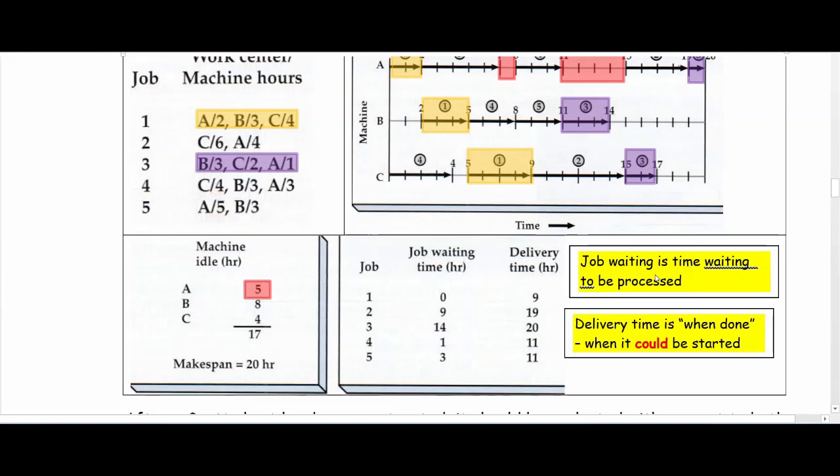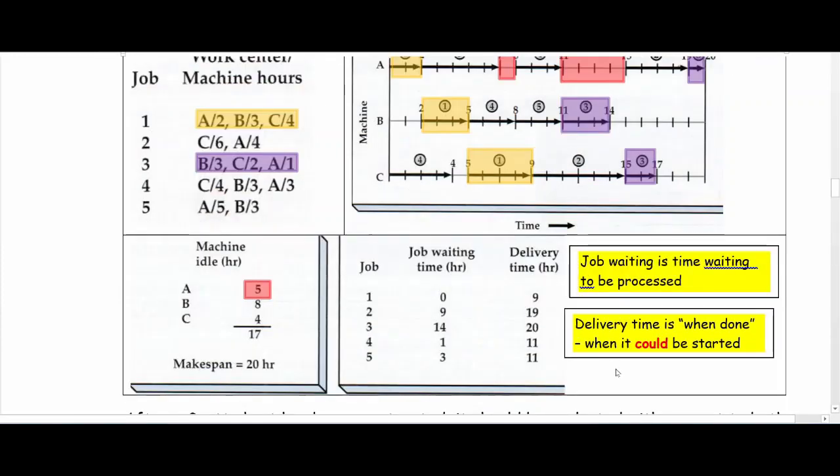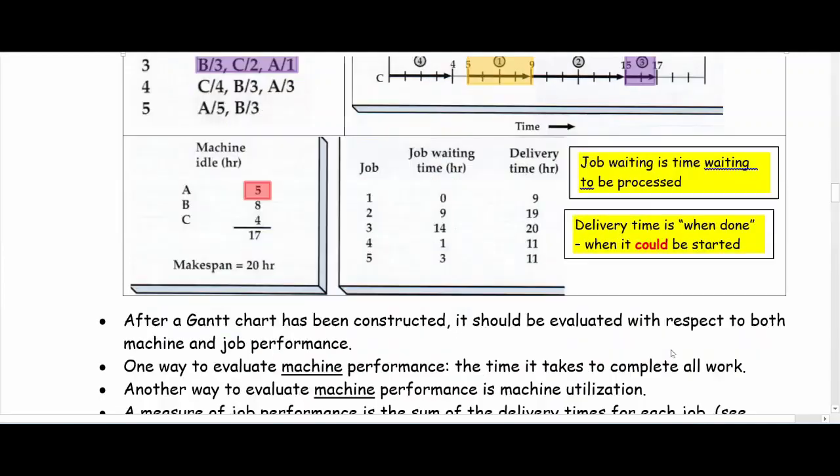I would want to point out that when it talks about job waiting, that is time waiting to be processed. So this one here, when it gets done at the 7th hour, it is waiting for an hour to start because it's waiting for job number 4 to be finished. Delivery time is when done, or minus when it could be started. So when it's done versus when it could be started.